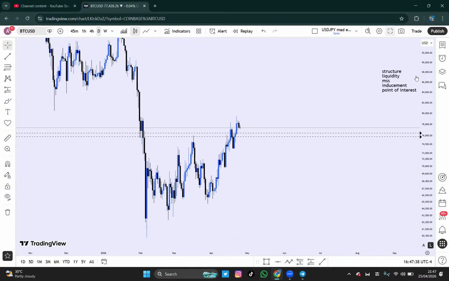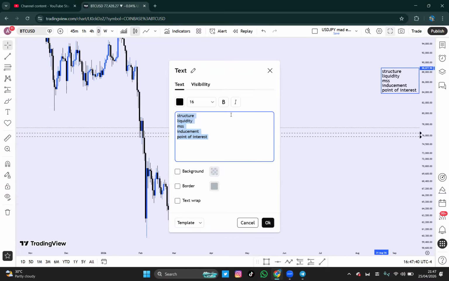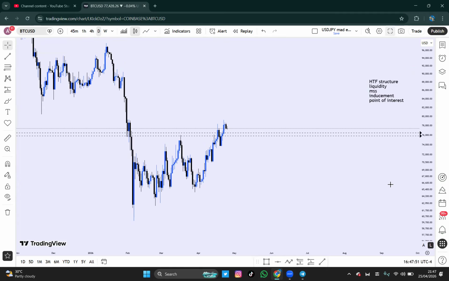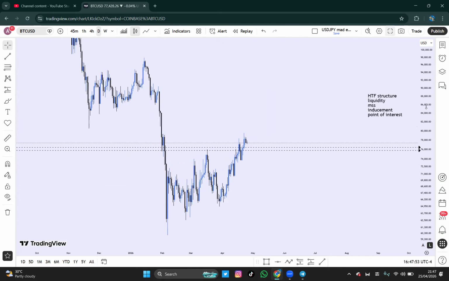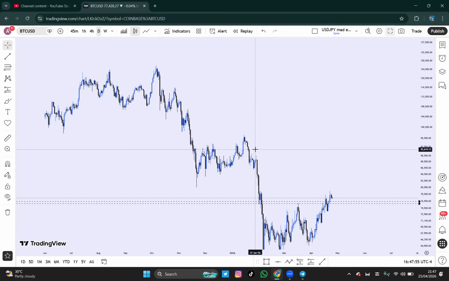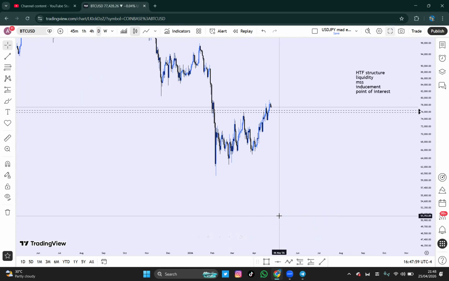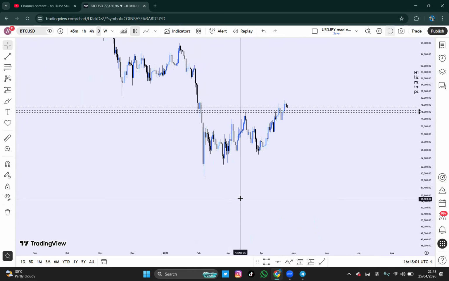Now, for the structure, I deal with higher time frame structure. From the daily time frame, we can see that the overall trend for Bitcoin, if you zoom out, is bearish. But for here, you make use of this.